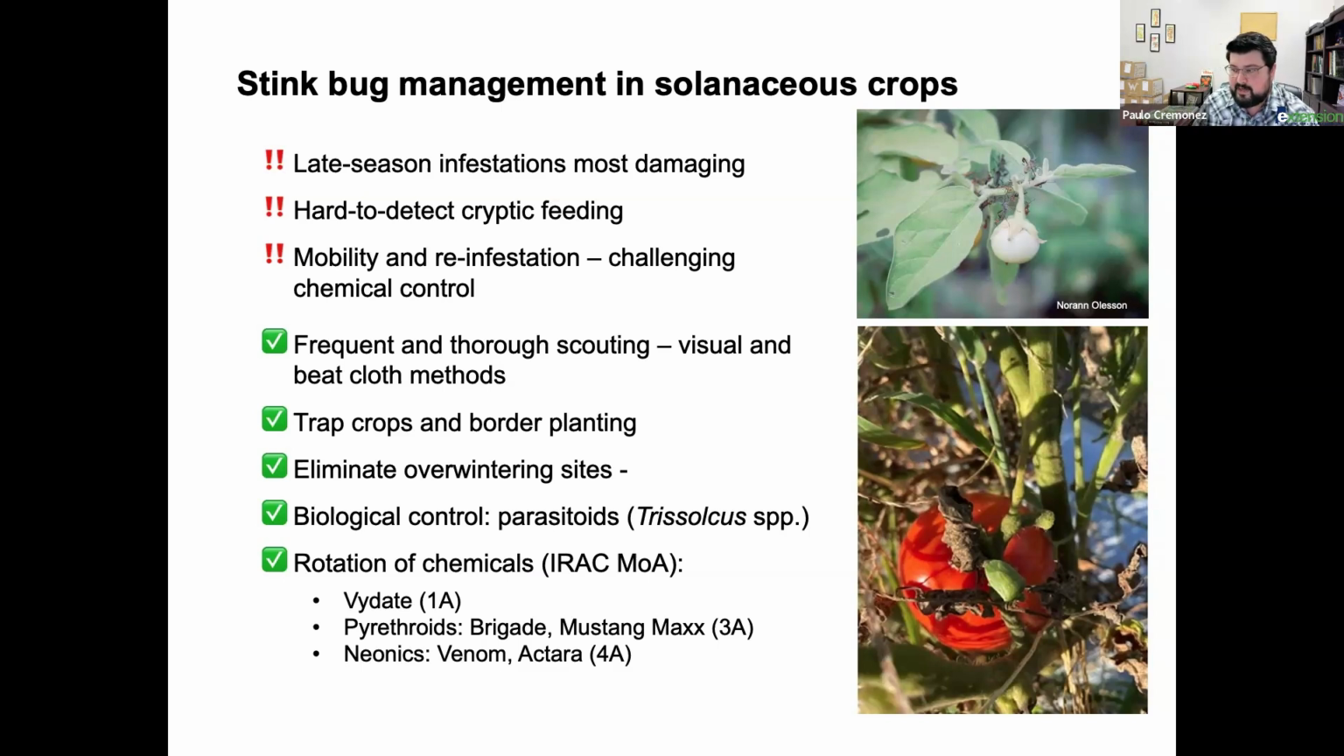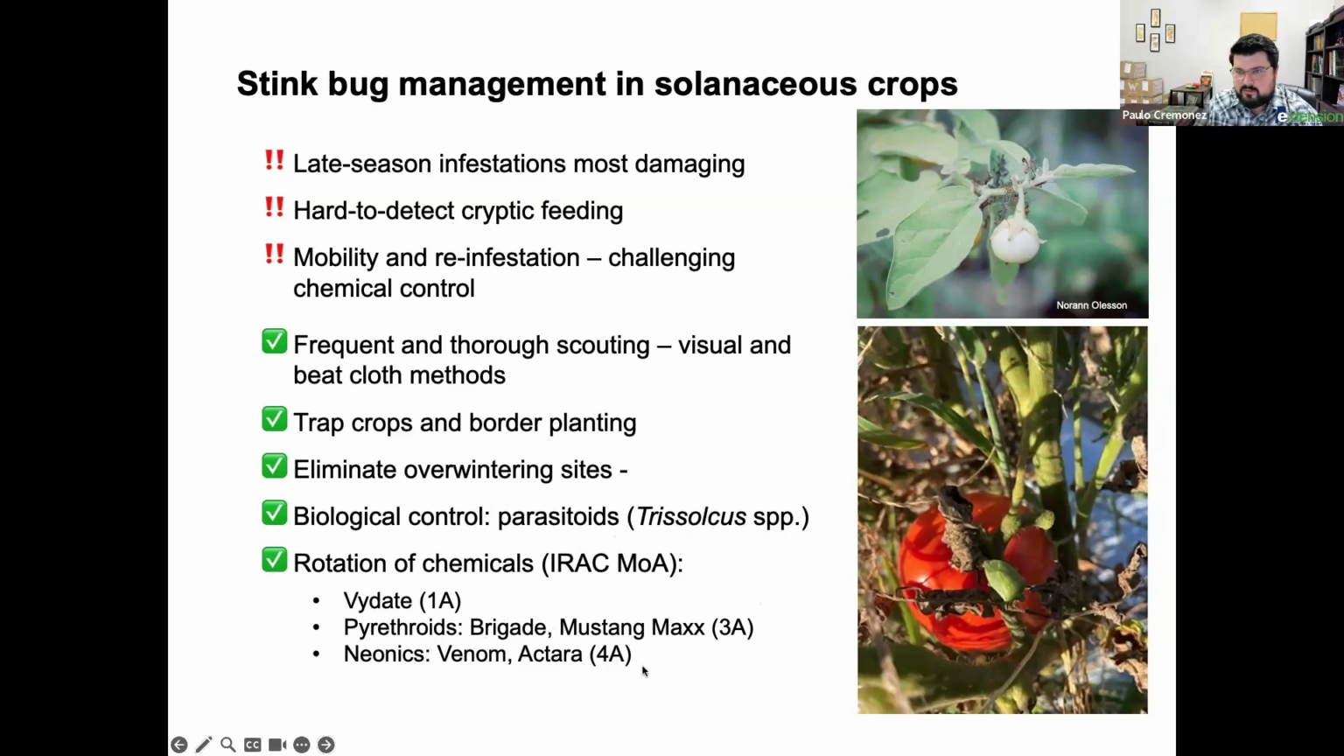Eliminating overwintering sites is really important, as most of the species overwinter. So get rid of weeds and be mindful of the location of trees and borders. Parasitoids, especially Trissolcus, which is a stink bug egg parasitoid, usually do their work well. So that's very important.